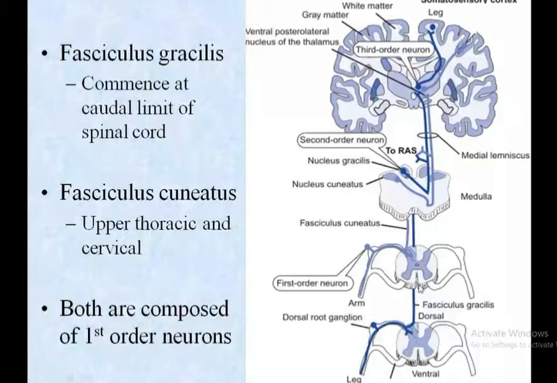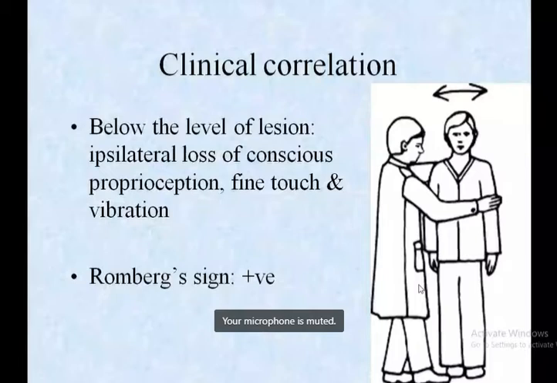So some clinical correlation regarding this dorsal column is, when a lesion occurs, below the level of lesion there is ipsilateral loss of all this conscious proprioception, fine touch and vibration, whatever sensation is carried by this dorsal column. Ipsilateral loss occurs because we know crossing occurs only at the higher level, that is at the level of medulla oblongata. So below the lesion, the loss of sensation will be ipsilateral.